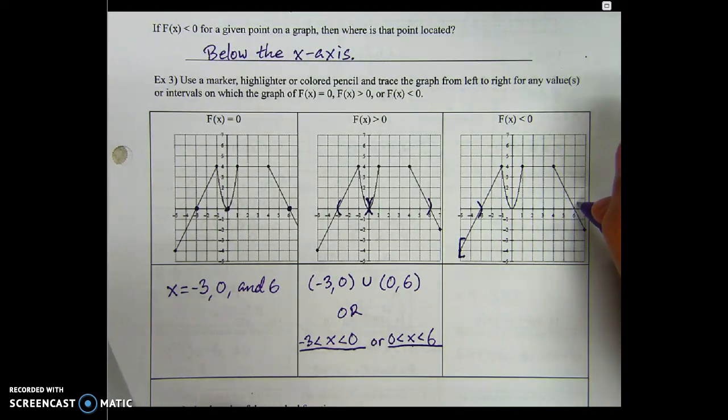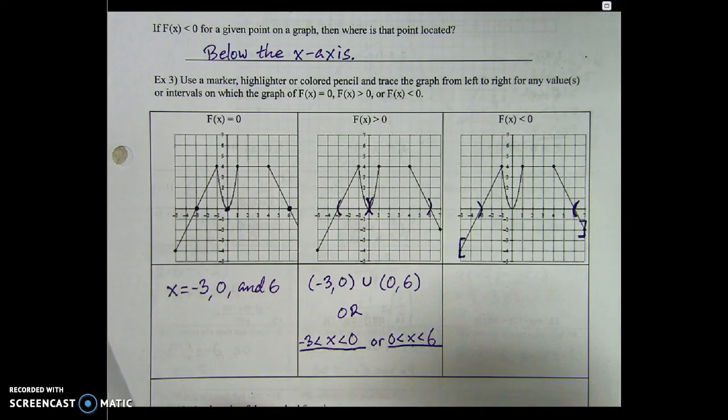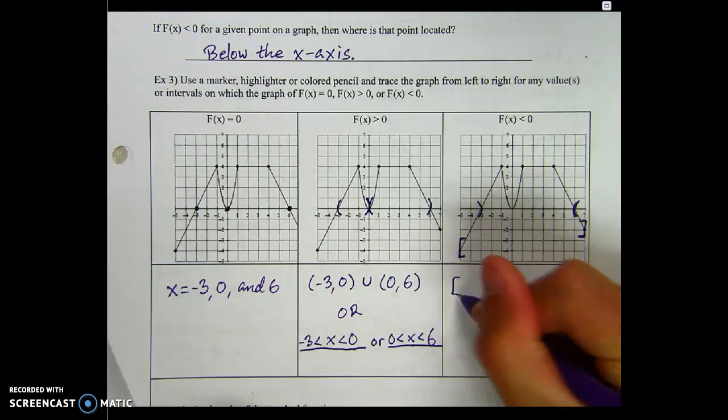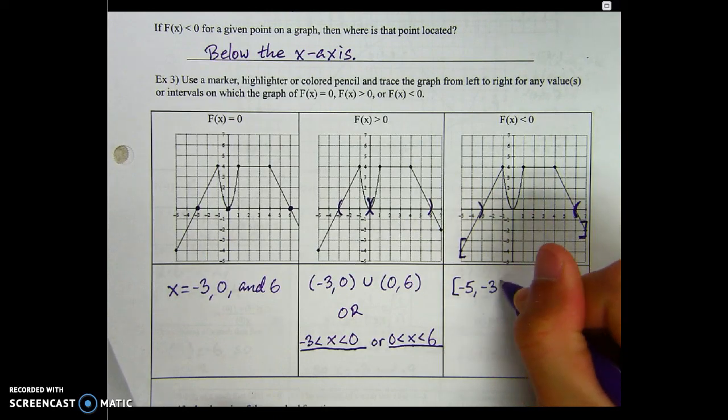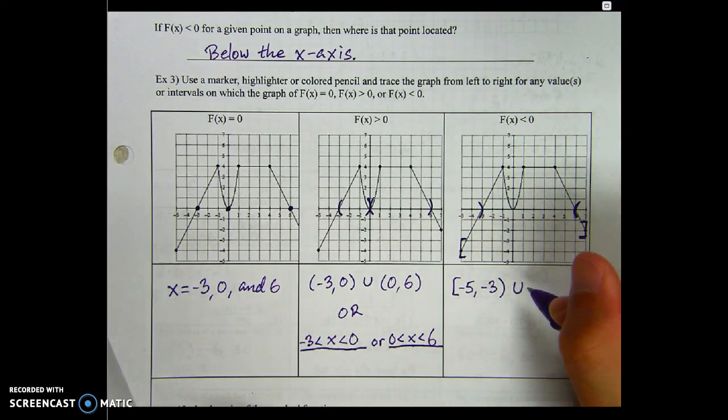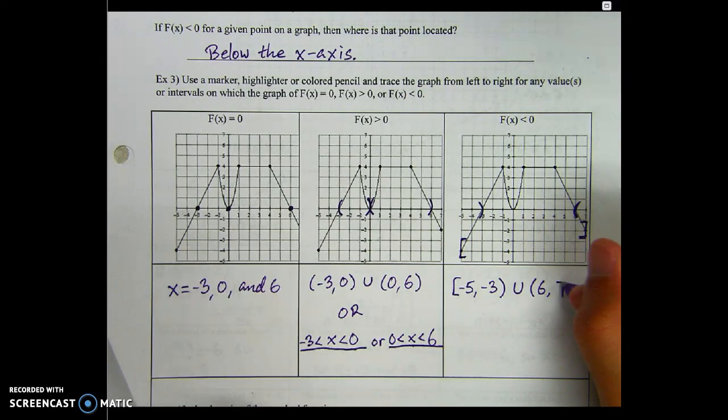And finally, at 6, we are also on the x-axis, but beyond 6 and up to 7 with a closed bracket, we are below the x-axis. So my intervals should look like closed bracket -5 to -3 with a parenthesis, union the open interval starting at 6 and ending at the closed interval 7.